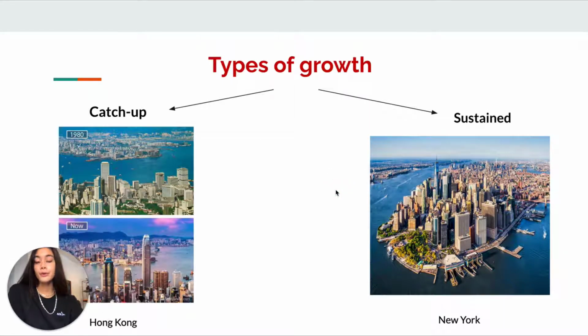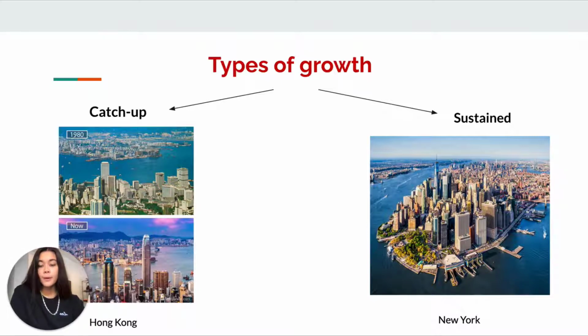Sustained growth is the growth process in which the GDP per capita increases at a steady and positive rate. Countries like the United States, United Kingdom, and France have sustained growth. Catch-up growth, instead, is the growth process in which countries that are economically behind, in order to increase their income, take advantage of advanced countries' knowledge and inventions. Countries like Hong Kong or Chile have catch-up growth.